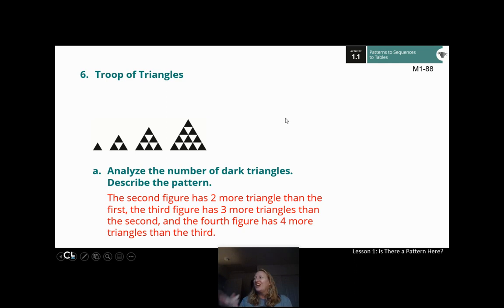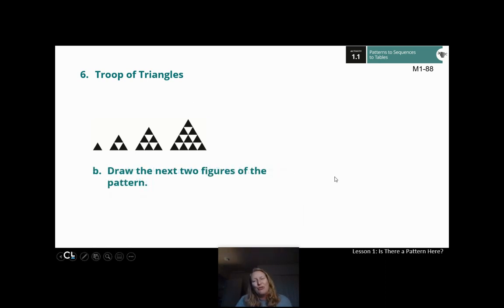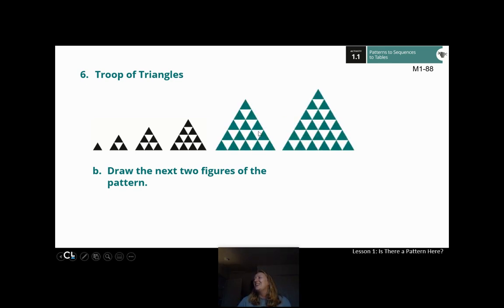So the second figure has 2 more triangles than the first. The third figure has 3 more triangles than the second, and the fourth figure has 4 more triangles than the third. So I added 2, added 3, added 4. Okay, we see it now. We're there. So hopefully you drew the next 2 figures of the pattern. To be honest, I thought it was easier to draw the next 2 figures than it was to figure out what the pattern was. So I drew the next 2. So there we go. They look lovely.